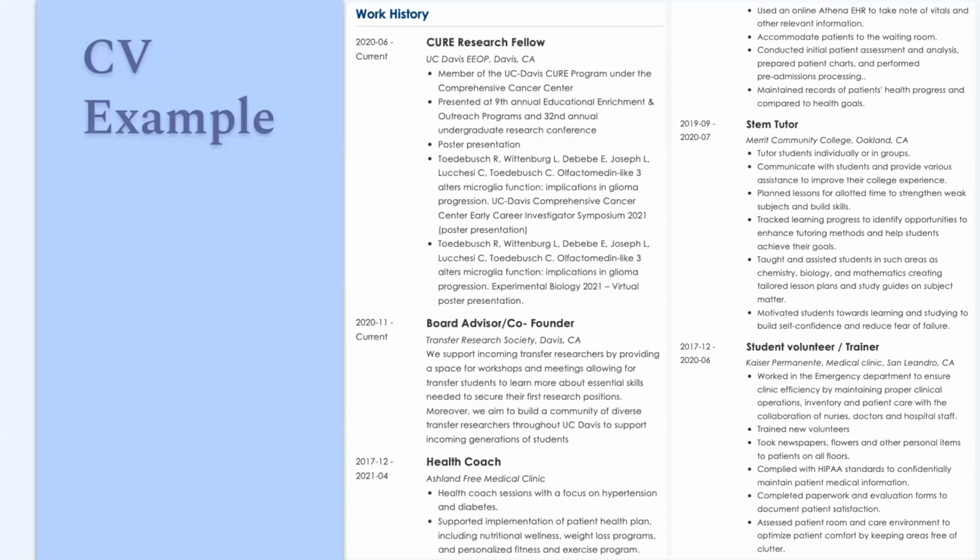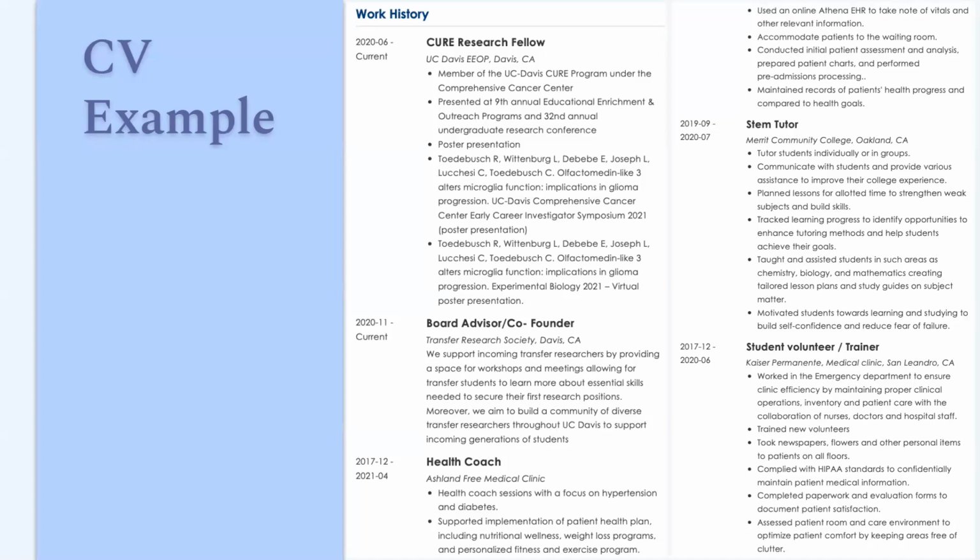So another example here. This is my CV. This is the CV that helped me get different positions. When I was at community college, I was a student volunteer at Kaiser Hospital. I basically did the same CV and I was building it up. So next I was a STEM tutor at Merritt College. I talk about in detail what I did.